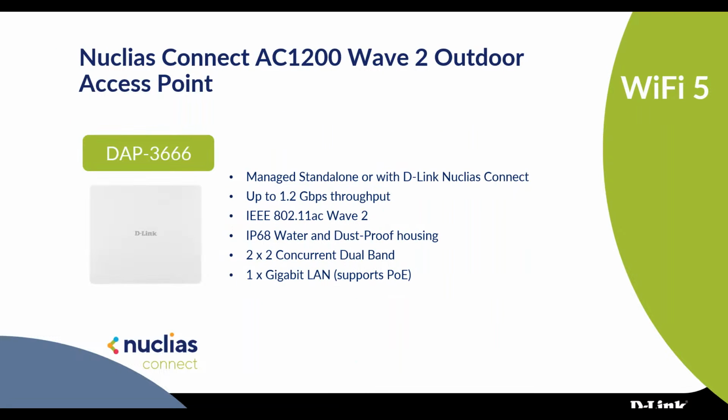Okay. For outdoor options, we currently carry the DAP-3666 supporting up to 1.2 gigabits a second throughput. It's IP68 rated, so it's very, very weather resistant. Supporting, I believe, up to minus 30 Celsius. Sorry, I'm Canadian, so I forgot what the Fahrenheit was. But it supports 2.2 concurrent dual band and supports a gigabit PoE port.